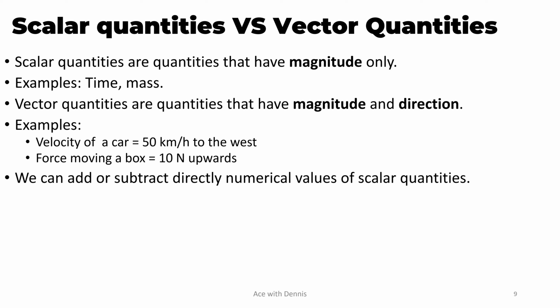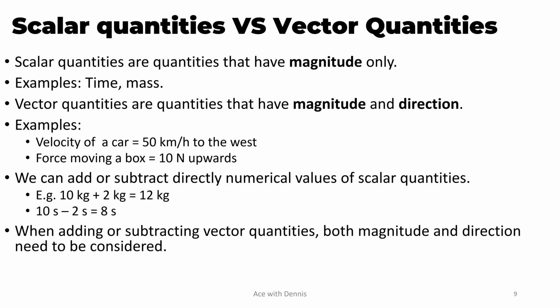We can add or subtract directly numerical values of scalar quantities. For example, 10 kilograms plus 2 kilograms equal to 12 kilograms. 10 seconds minus 2 seconds equal to 8 seconds. When adding or subtracting vector quantities, both magnitude and direction need to be considered. We can use the tip-to-tail method to do this.